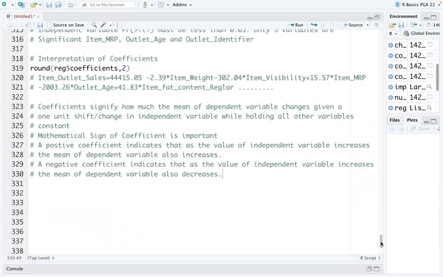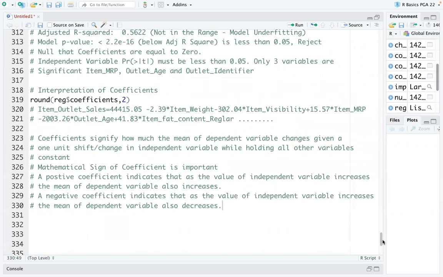In interviews, they will ask you, what is the significance of the coefficients? Coefficients will tell us how much the mean of the dependent variable changes given a 1 unit shift or change in independent variable while holding all other variables constant. The mathematical sign of the coefficient is important. A positive coefficient indicates that as the value of independent variable increases, the mean of the dependent variable also increases. A negative coefficient indicates that as the value of the independent variable increases, the mean of the dependent variable decreases.